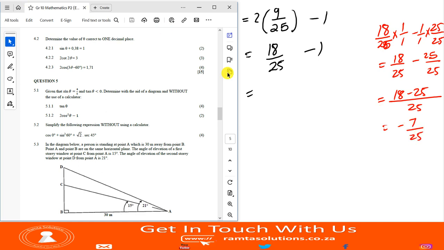I think that's what I said. So it's minus 7 over 25. You see, now you are able to calculate this. So if you don't know how to calculate this like I do, please try to do this. It'll help. Okay, perfect. All right, now we need 5.2.